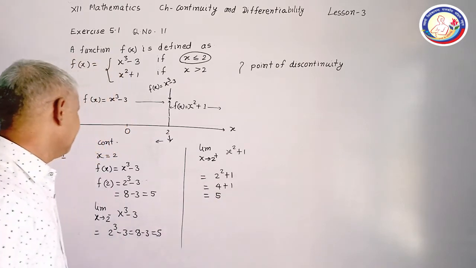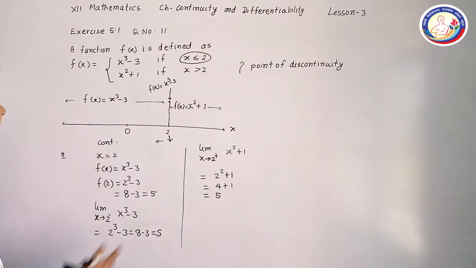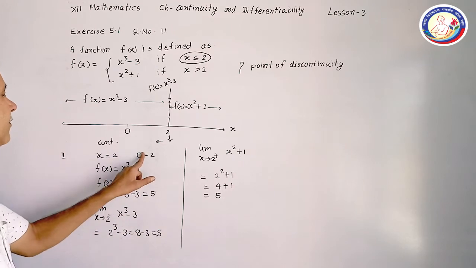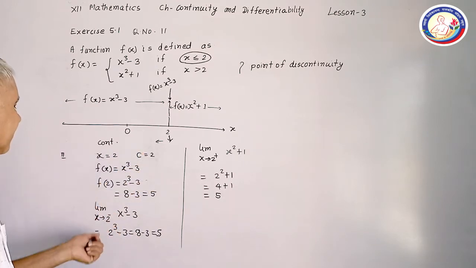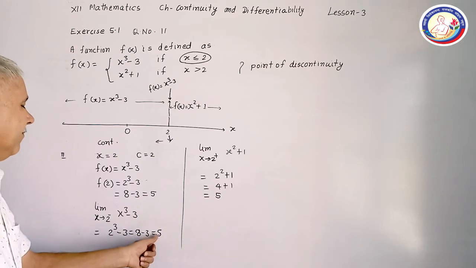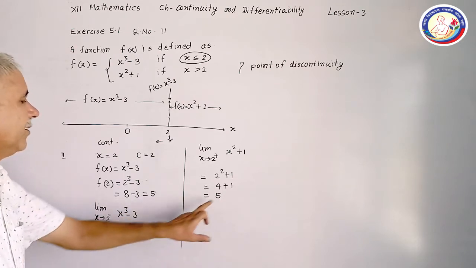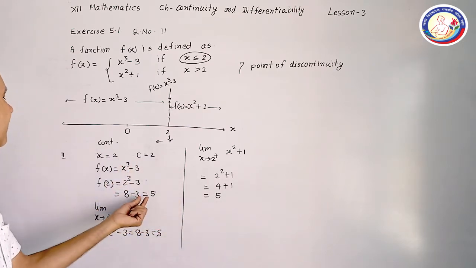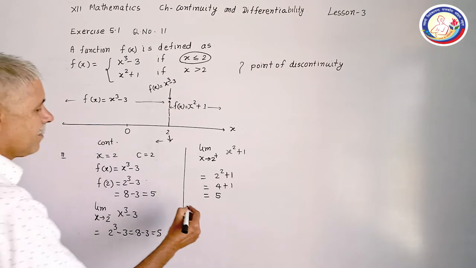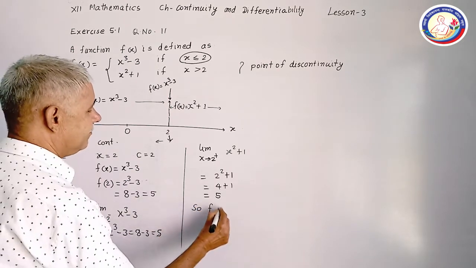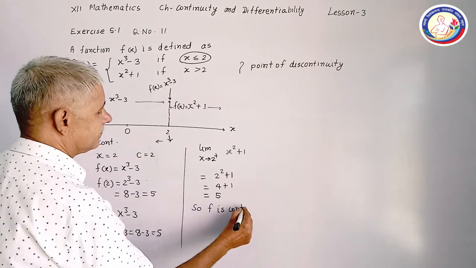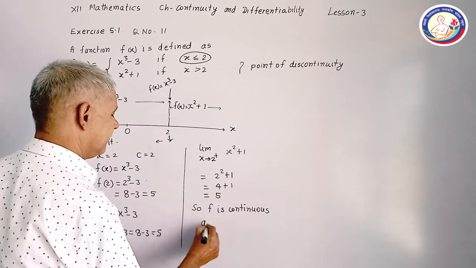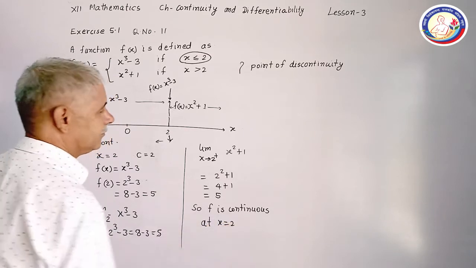So what is the result here? If we take c equal to 2, the point is 2, then at 2 the limit is equal to 5. The value of the limit is 5 here, left hand limit as well as right hand limit, and the value of the function is 5. So f is continuous at x equal to 2.